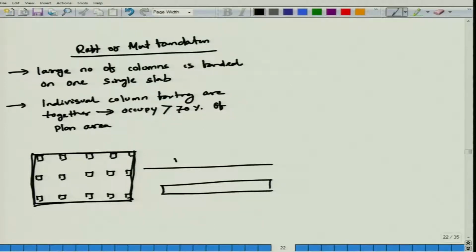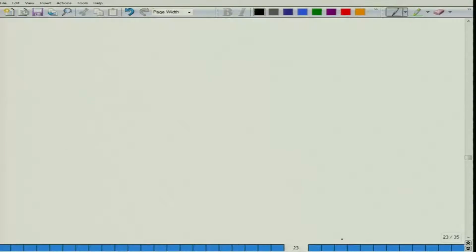With a single slab, these are not the walls like previous, these are all your columns. That means a single slab has been made, over which columns have been erected. So, in that case it is called raft as well as mat foundations. Now, go to the next: in raft and mat foundation there are two types.